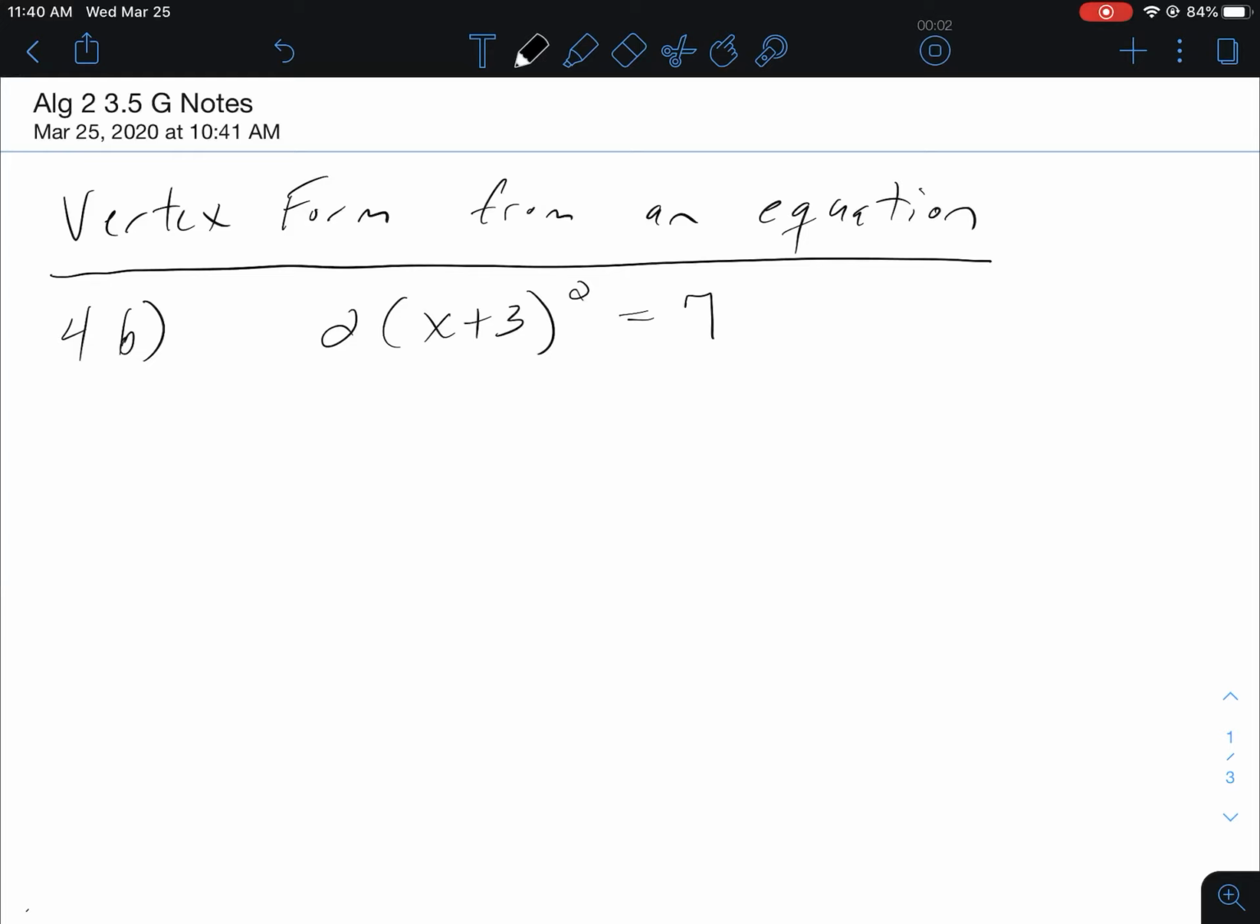Okay, so I'm going to go over a couple of 3.5G notes here just to get you going on it. Most of it you guys have already done, just an extension of kind of what we've been doing.